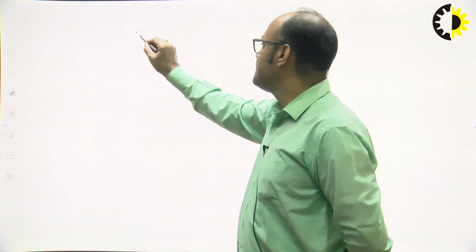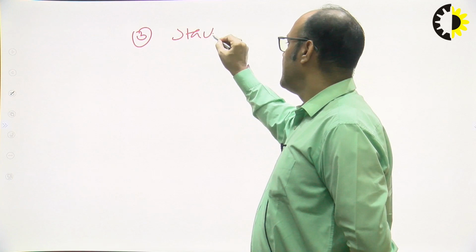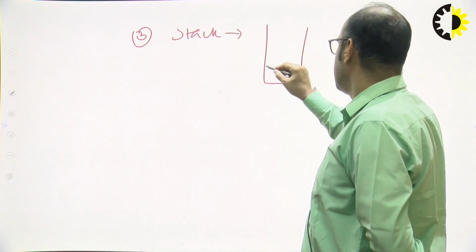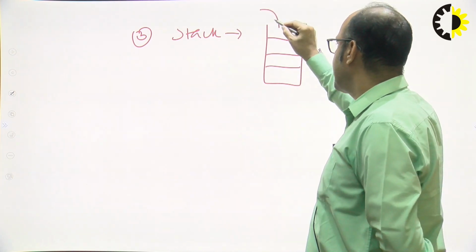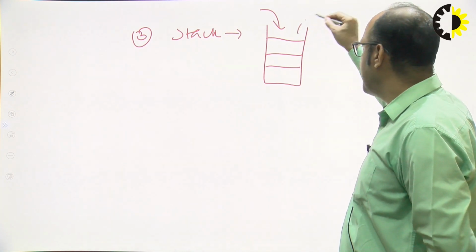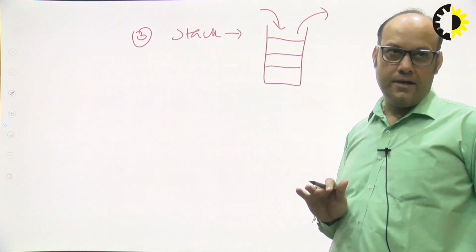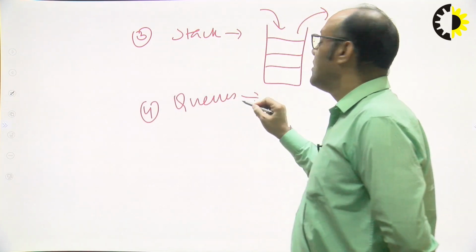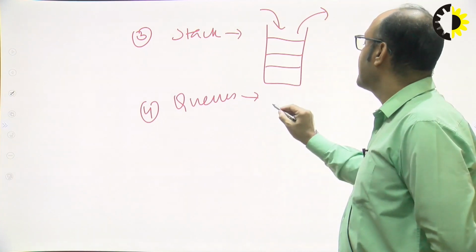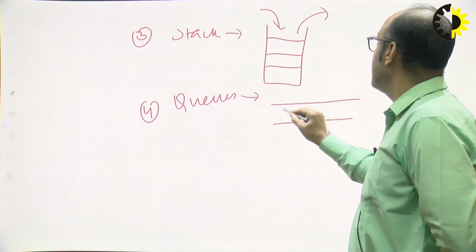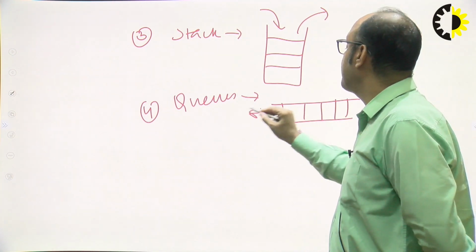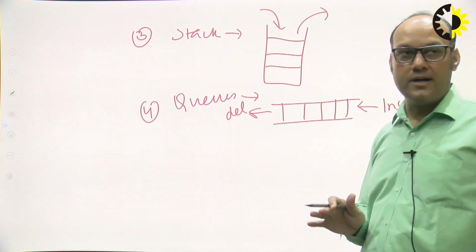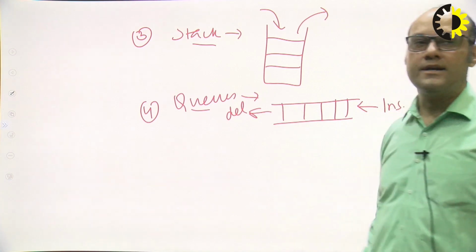Third is stack. Stack is a data structure which has only one end like this. One end means you can insert an element from this end, and if you want to delete, you can delete only from here. Stack and queue are two types of data structure which are used to perform operations at the ends. Queue is defined like this: for example, deletion takes place from the first end and insertion takes place from the second end. So when the ends are involved, there are two types of data structures, stack and queue.